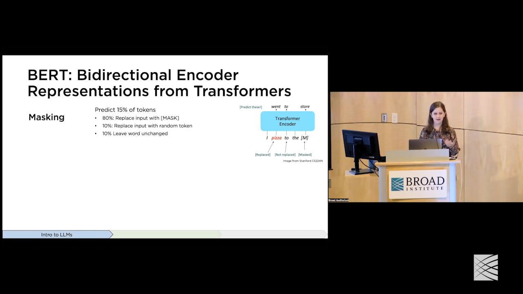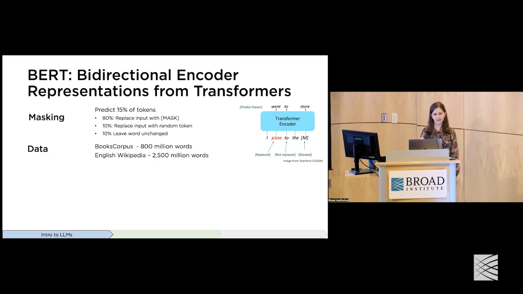Now, you might ask, why don't you just mask all of that 15%? The idea is that you want to make sure that the model can build strong representations of the non-masked words as well. This is especially important because at fine-tuning time, you're not actually going to see any masked words. So you want the distribution between pre-training and fine-tuning to be similar.